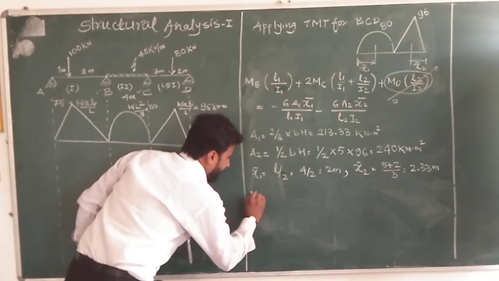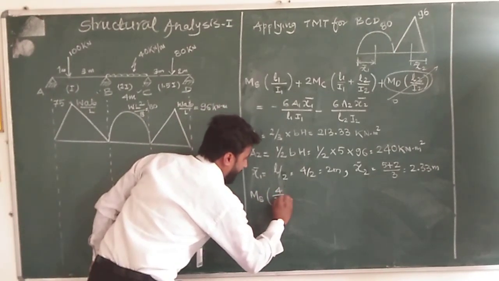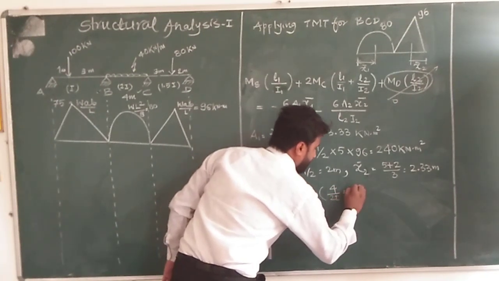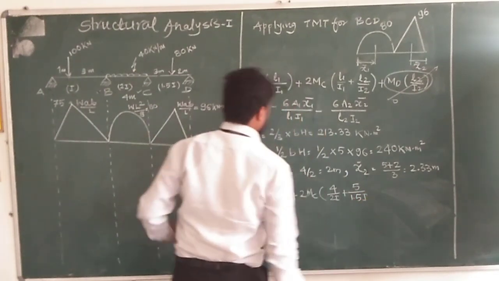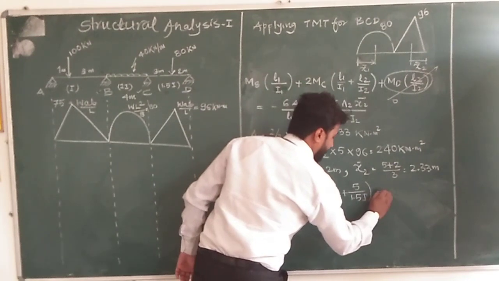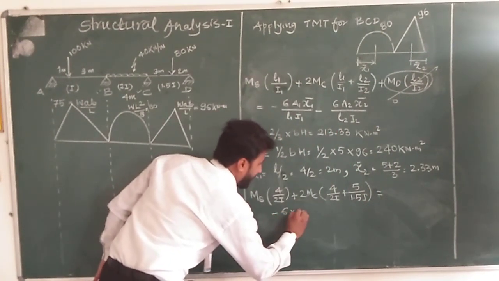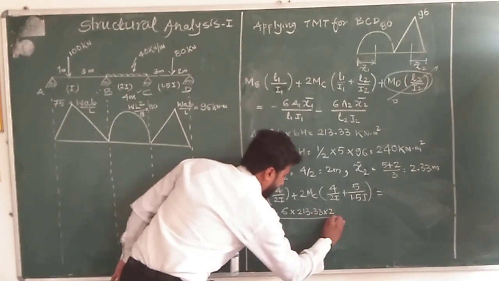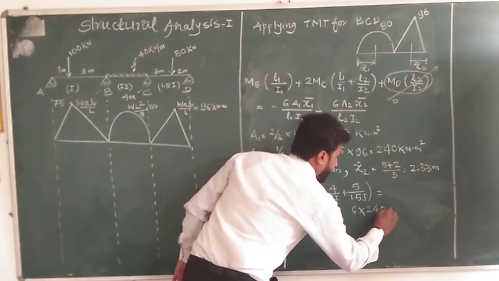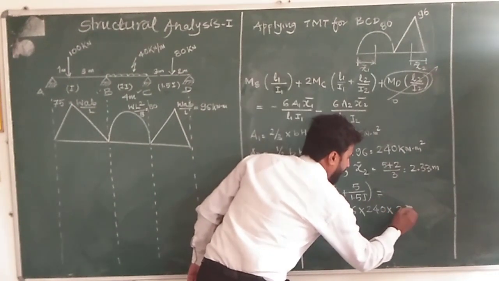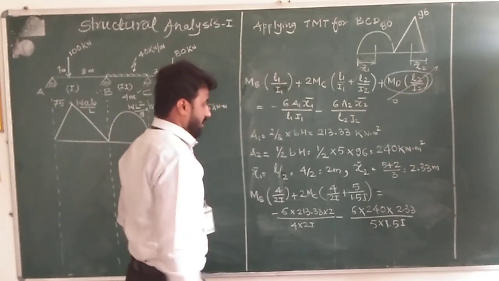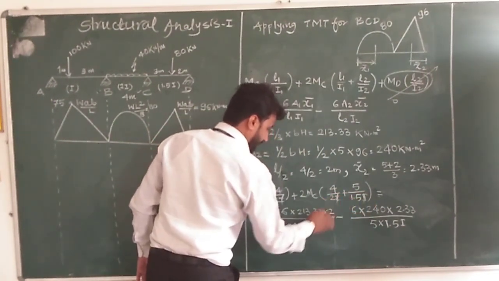Now put all these values into this equation, we will get another second equation with MB and MC. So MB, L1 is 4 divided by 2I, plus twice MC, L1 is 4 divided by 2I plus 5 divided by 1.5I, because this CD member is having 1.5I moment of inertia, plus MD is 0, so no need to write the value of 0 there, is equal to minus 6 times the value of A1, 213.33 into 2 divided by 4 into 2I, minus 6 times the value of A2, 240 into x2 bar value 2.33 divided by 5 into 1.5I.